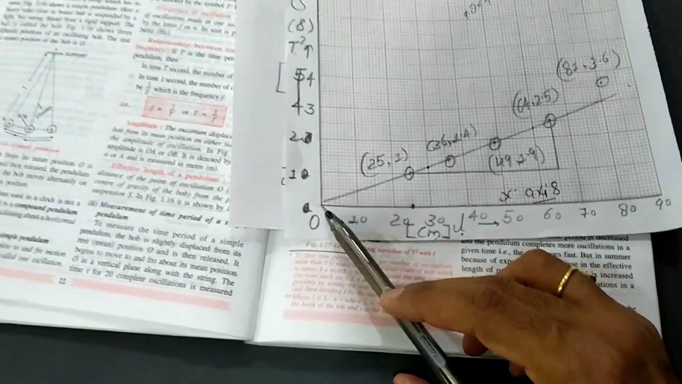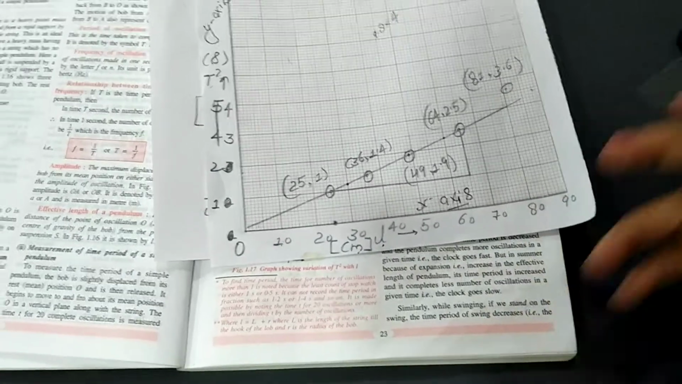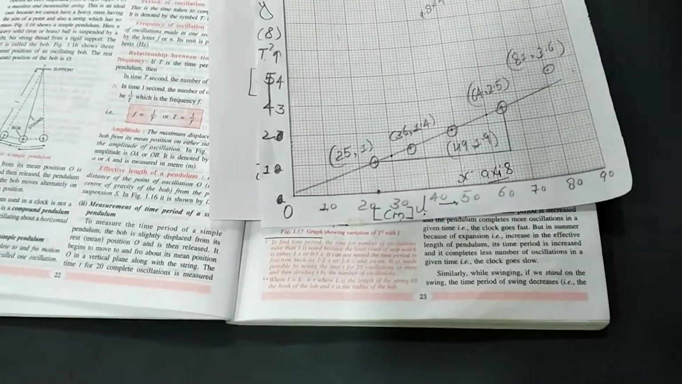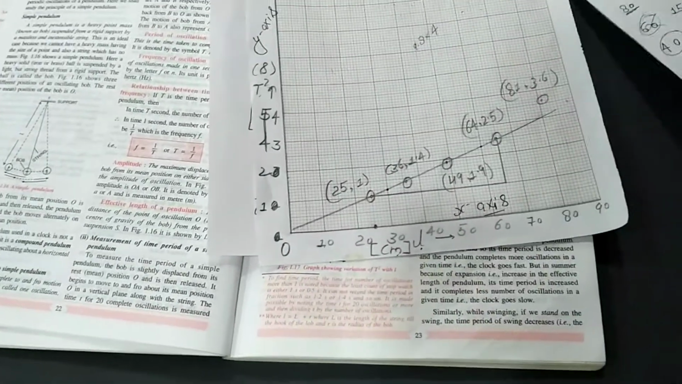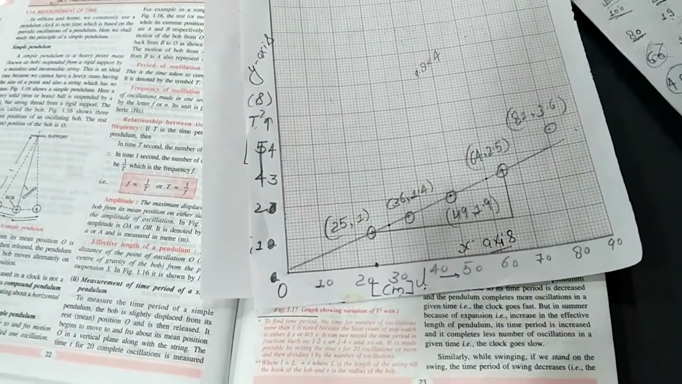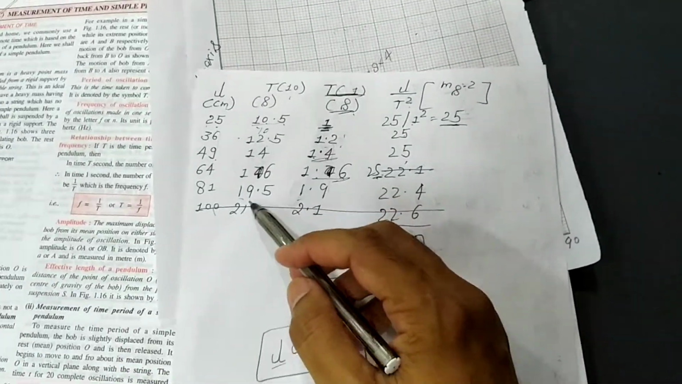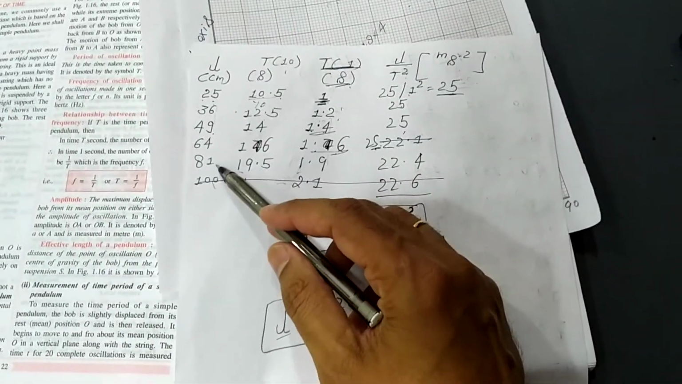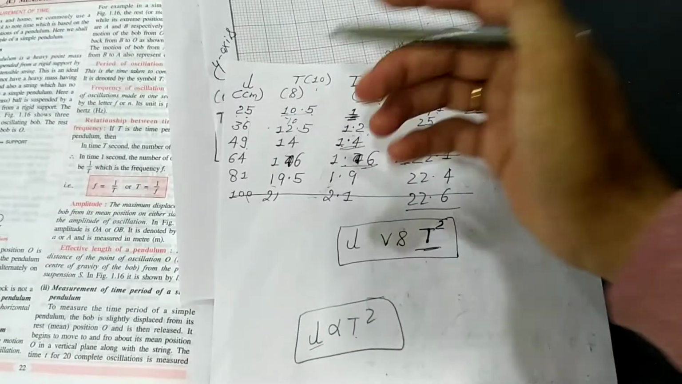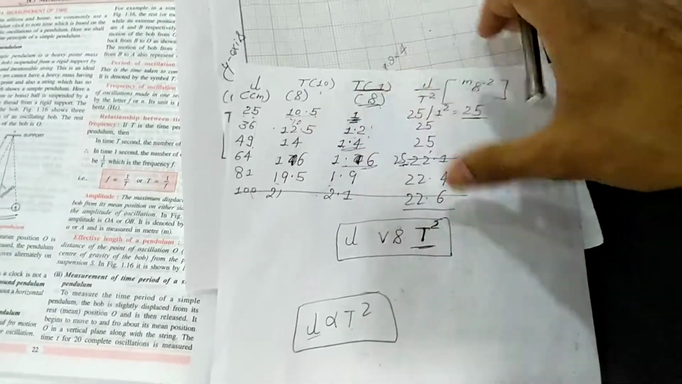Here we have taken the values as 0, 10, 20, 30, 40, 50, 60, 70, 80, 90. I am not taking the last reading, which was for 100 centimeter. I have cut this value; I am taking up to 80. So these were the values of the lengths which were taken: 25, 36, 49, 64, 81.